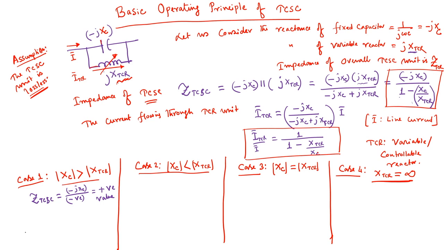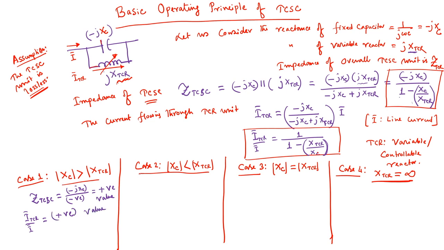Similarly, what will happen to the ratio of ITCR to I? Since XC is greater than XTCR, the ratio XTCR to XC would be lower than 1, that is, fractional. So, 1 minus some fractional quantity would also be fractional, so this would also be positive. Some positive value.